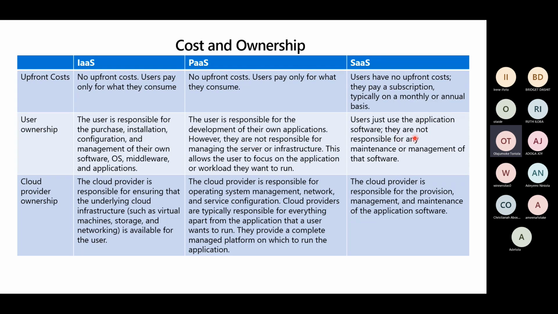Then for cloud provider ownership, in IaaS, the cloud provider is responsible for ensuring that the underlying cloud infrastructure, which is the virtual machines, the storage, and networking, is available for the user. In PaaS, the cloud provider is responsible for operating system management, network and service configuration, and they provide a complete managed platform on which to run the application. Whereas in SaaS, the cloud provider is responsible for the provisioning, management and maintenance of the software.